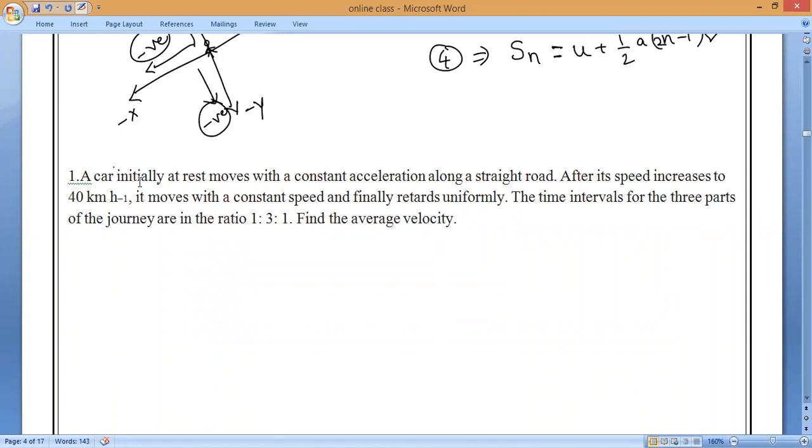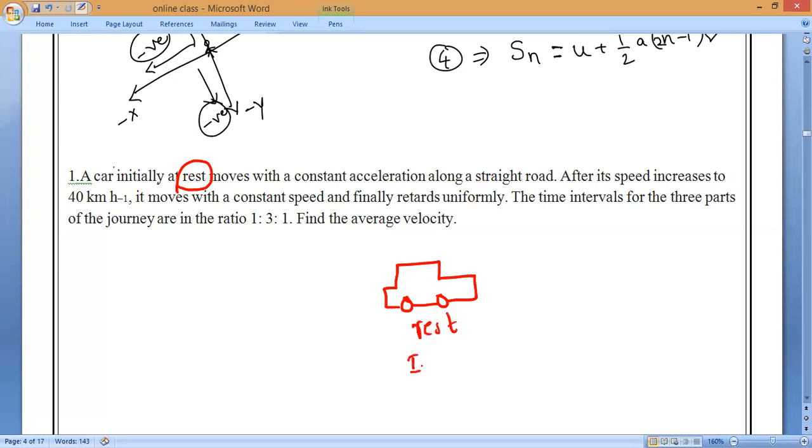Now, a car initially at rest. What do you mean by initial velocity? The body is at rest. What is the initial velocity? Zero, sir. Rest means the initial velocity is zero. You understand, everybody? Now, it moves with a constant acceleration.